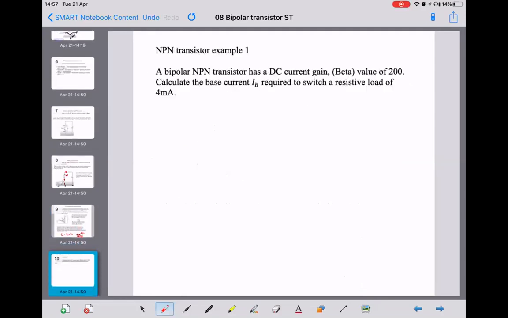So, NPN transistor, example 1. A bipolar transistor has a DC current gain beta of 200. Calculate the base current, so IB is a question mark, required to switch a resistive load of 4 milliamps. So IC is 4 milliamps. How are we going to go about doing that?